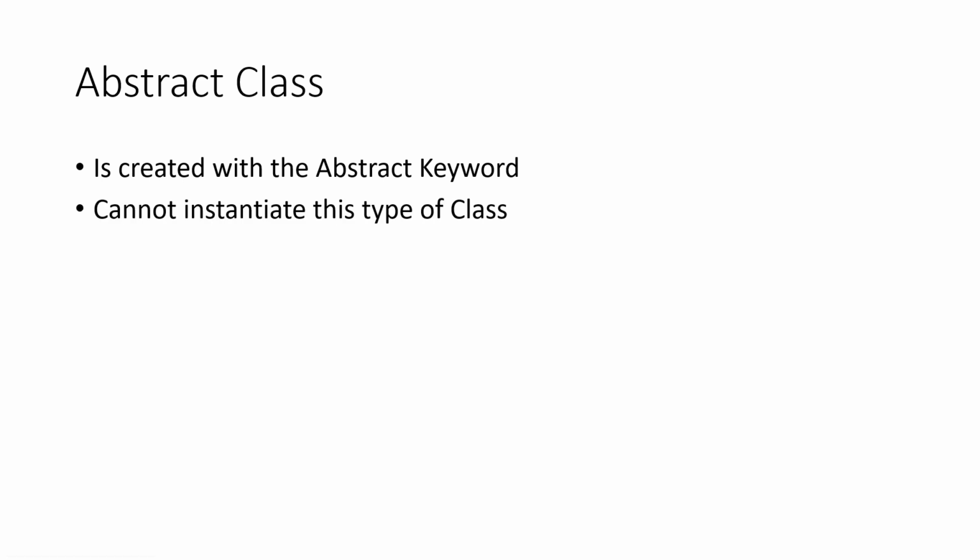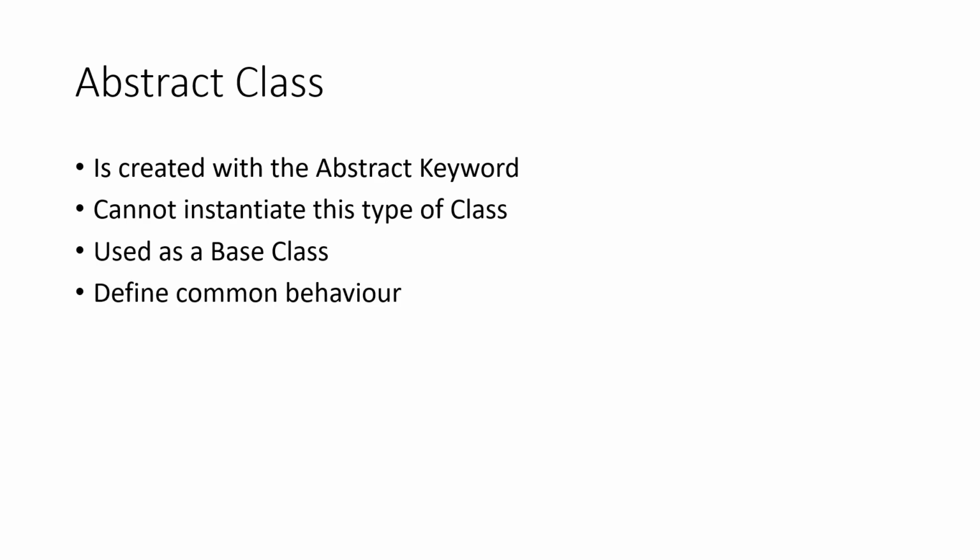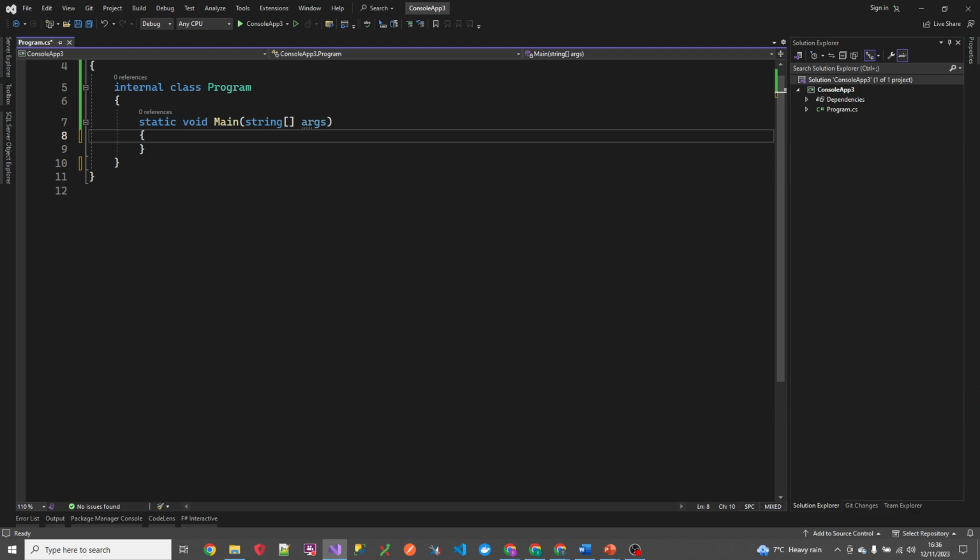And finally, we have the abstract class, which is also created using the abstract keyword. This stops a class from being instantiated, and it is used as a base class for your other classes to inherit from. So if I want some sort of common behavior across certain classes, this is perfect for that. Okay, let's head over to Visual Studio, and I can show you some examples of how to use them.